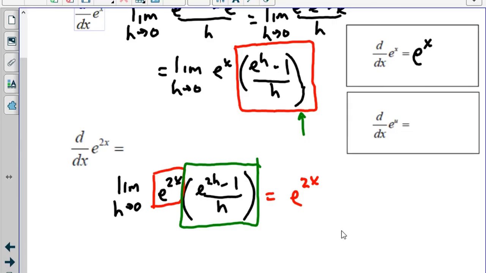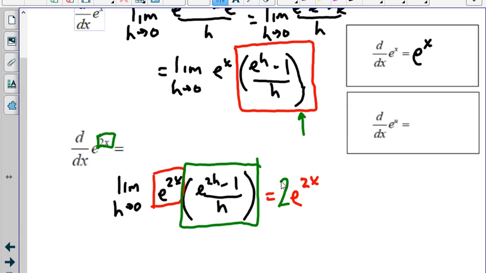So that thing in the green box basically becomes a 2. And so what it appears that we're finding is that when we take the derivative of e to the x, we have to take the derivative of whatever's in the numerator or in the exponent. And that kind of looks like the chain rule, which is exactly what we would think it is.